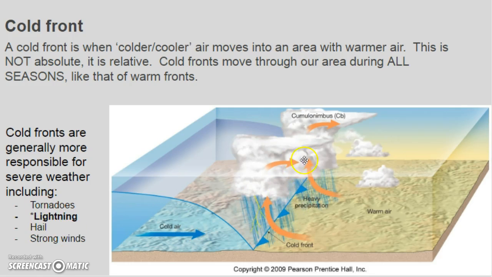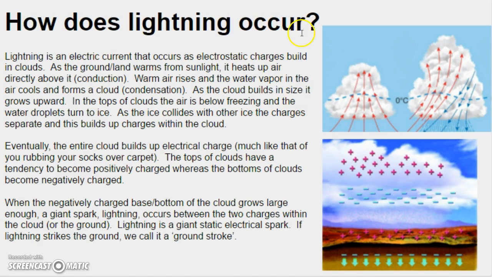We just have a much greater, let's just say a steeper slope here in which air is pushed to rise vertically. It just moves a lot faster. So it rises up, and when you see this cumulonimbus cloud, generally severe weather is occurring. So how does lightning occur? Well, lightning is an electric current that occurs in electrostatic charges built in clouds.